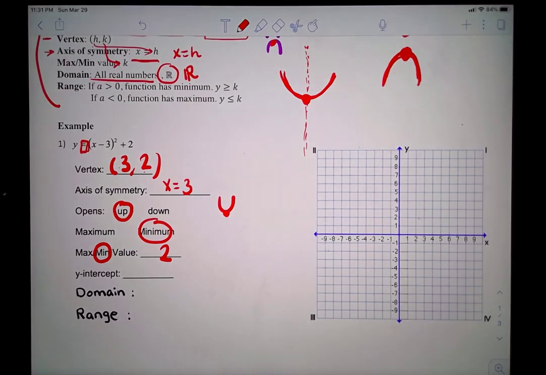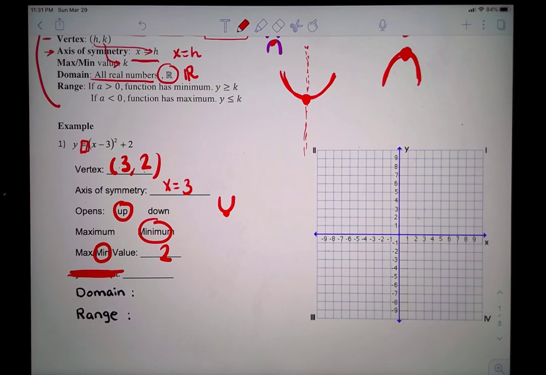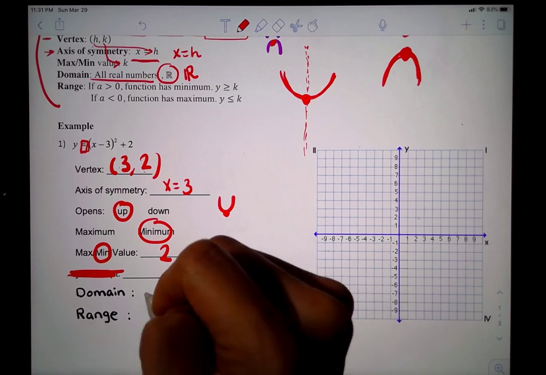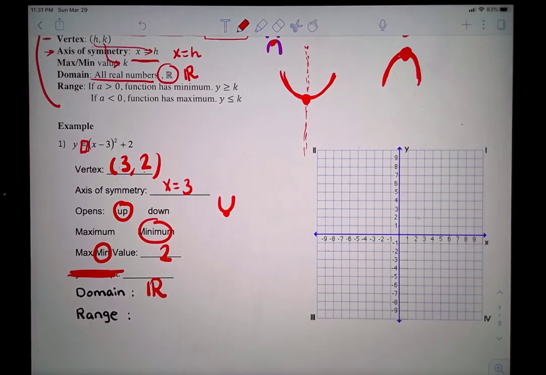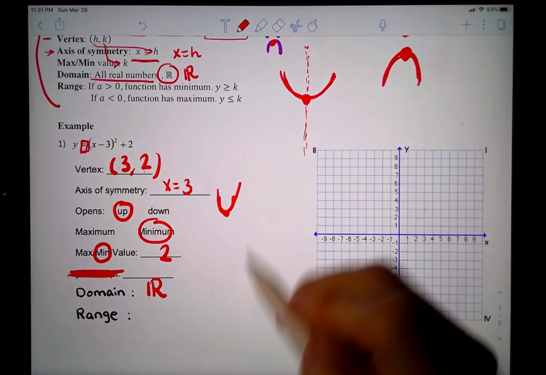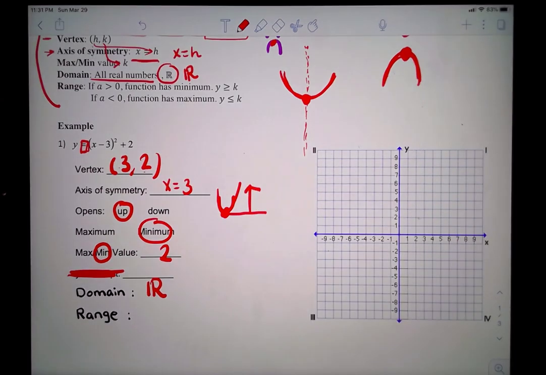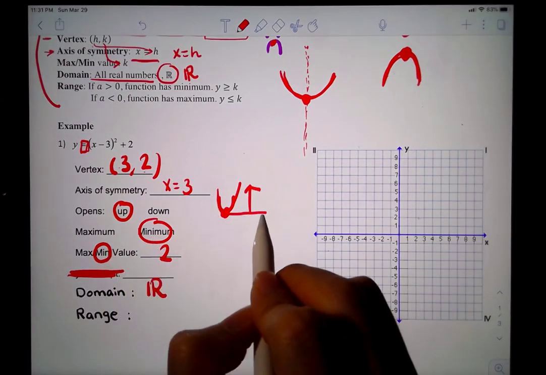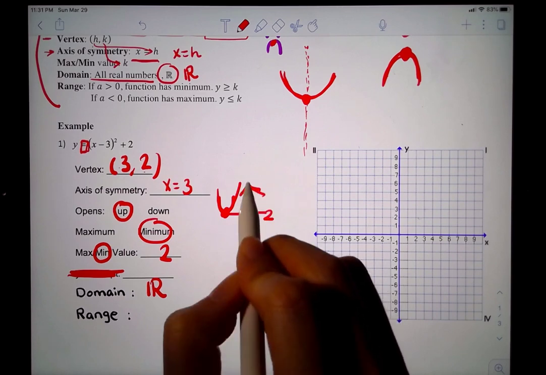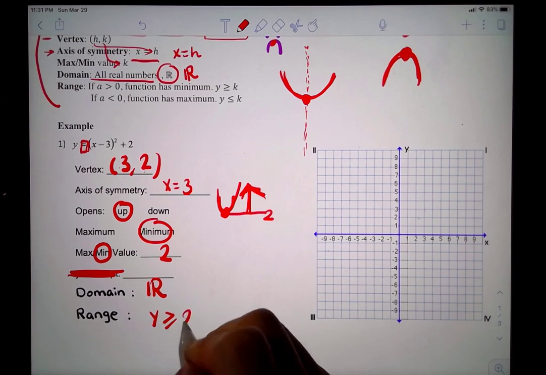Okay? And then y-intercept, we didn't do this one yet. So I'm going to cross this out. Don't do it. And what about domain and range? I told you, the domain of any quadratic is all real numbers. And my range, let's think about the range. Your graph looks like this, right? It opens up from your vertex. So your minimum is 2. So all numbers are what? Greater than or equal to 2. Okay, so y is greater than or equal to 2.